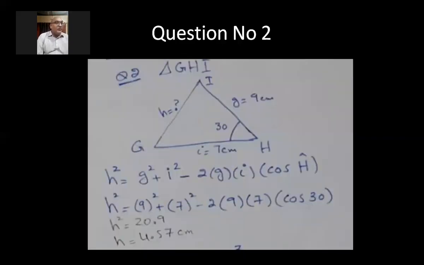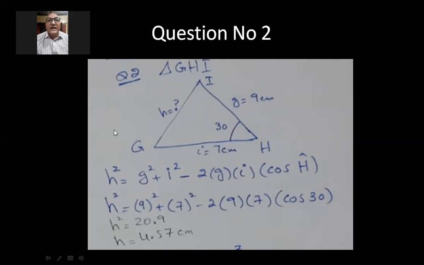Question number 2 coming up on your screen. I'm reading from the book. It says, in the triangle GHI, G is 9 centimeter and I is 7 centimeter, and the angle H is 30 degree. Find H. In this question, for your understanding, I have just drawn a not-to-scale diagram. Just for understanding, we have drawn this diagram. Here, you know this side, you know this side, and you know the angle between the two sides. I can find the side opposite to this angle.